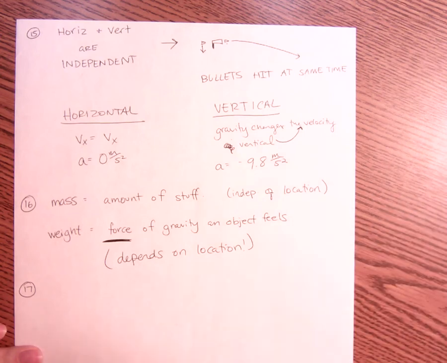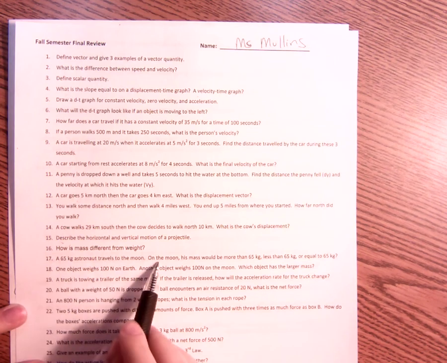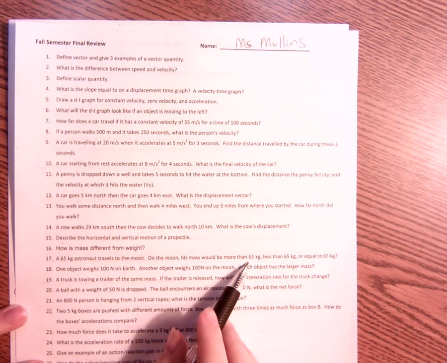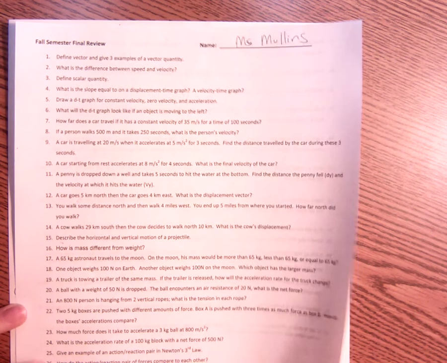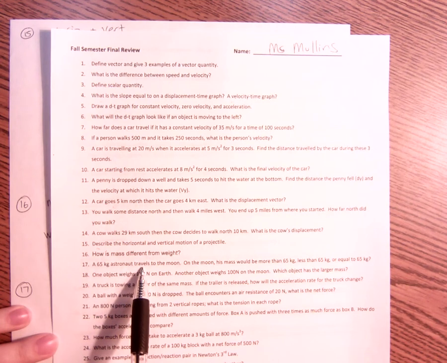I feel like this is a different review than we have. I'm not sure if you guys have this question. A 65-kilogram astronaut travels to the moon. On the moon, his mass would be more than 65 kilograms, less than 65 kilograms, or equal to 65 kilograms. I remember seeing this worded differently on the sheets that I passed out, but I'm just going to move ahead, hoping that all the questions are the same.